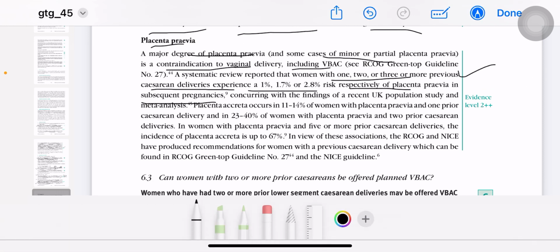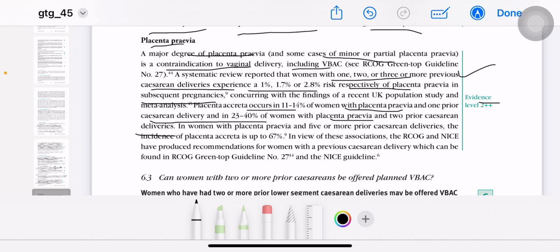Now, placenta accreta occurs in 11 to 14% of women with placenta previa and a prior cesarean delivery, and in 20 to 30% of women with placenta previa and two prior cesarean deliveries. So with one previous cesarean and previa, there is a chance that accreta occurs in 11 to 14%. And in those with placenta previa and two previous cesarean deliveries, the chance is 23 to 30%.